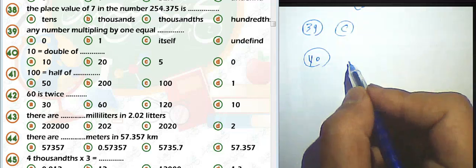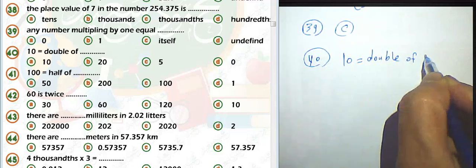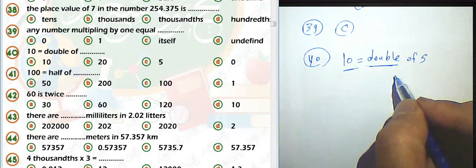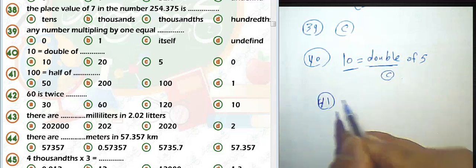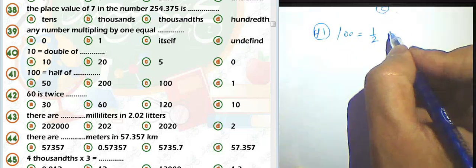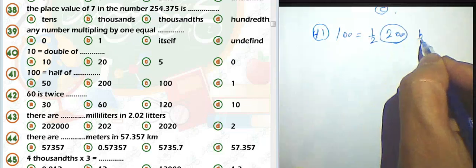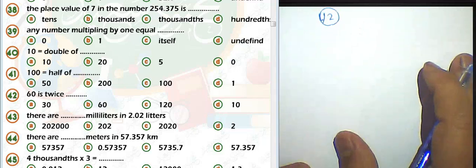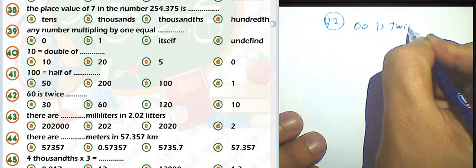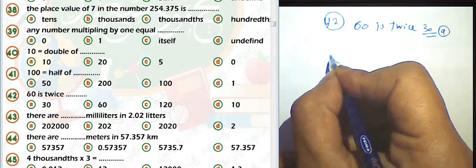Question 40. 10 equals double of 5. We must write 5 here, letter C. Question 41. 100 equals half of 200. So we must choose letter B about question 41. Question 42. 60 is twice 30. Choose letter A about question 42.